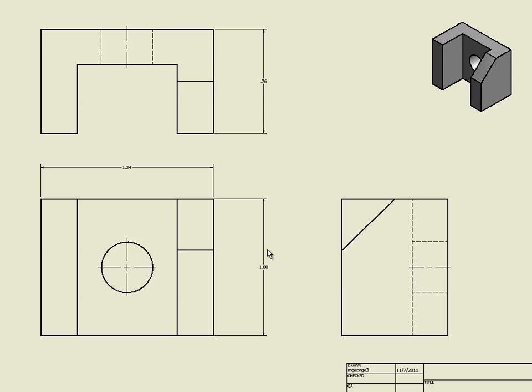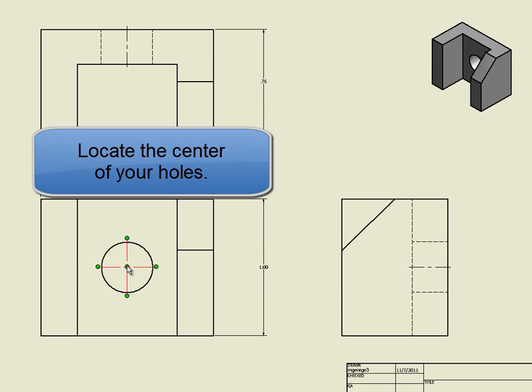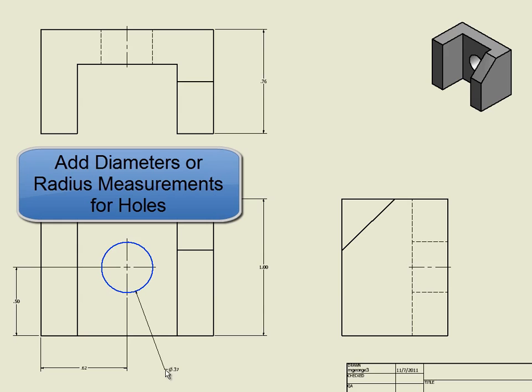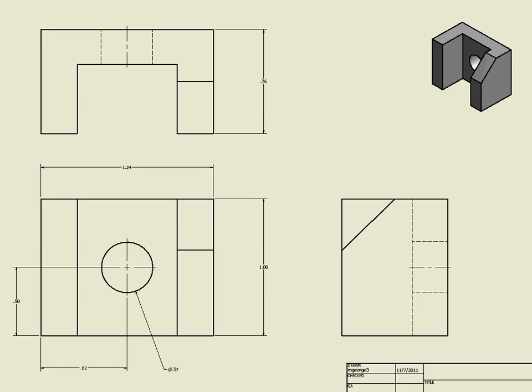Now the next thing I need to do is locate the center of holes and hole features. This has one hole right there. So I need to know where the center is. So what I'll do is I'll measure from this edge to the center. So that's one dimension. And then I need to measure from this edge to the center. And that's that dimension. I also need to know the diameter of the hole.